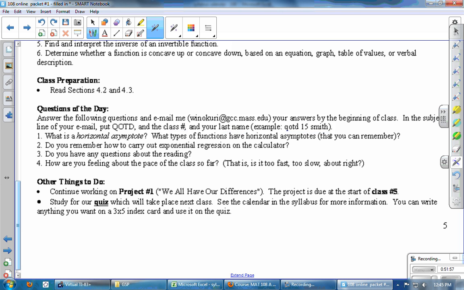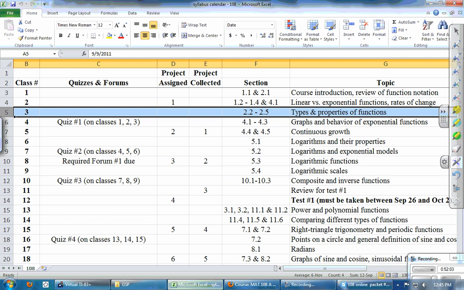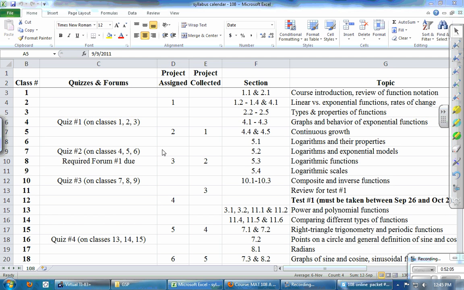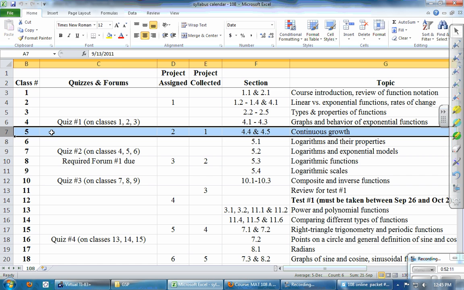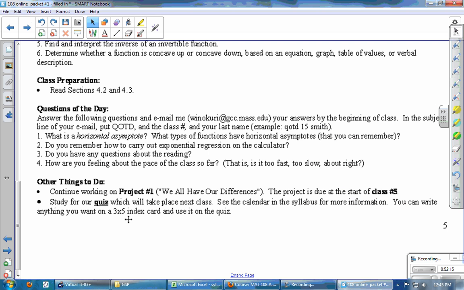Okay, and then finally down here, other things to do. Continue working on project 1. You can see here that project 1 is due right there. Project 1 is collected in this row, so class number 5. That's when project 1 is due, so you should be continuing to work on that.